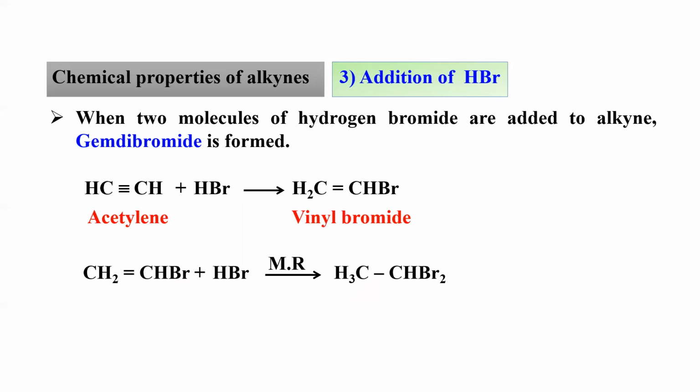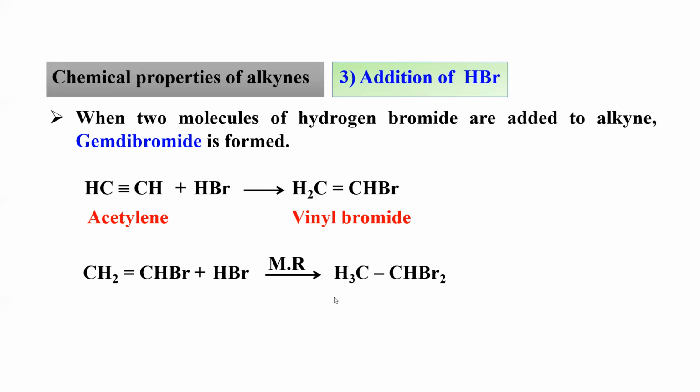Now, what does Markovnikov's rule state? According to Markovnikov's rule, the negative part of the molecule, which in HBr is Br minus, will add to the carbon of the double bond having lesser number of hydrogens. So naturally, the Br minus will attack CHBr to give us CHBr2, and H plus will attack CH2 to form CH3. So the reaction follows Markovnikov's rule.